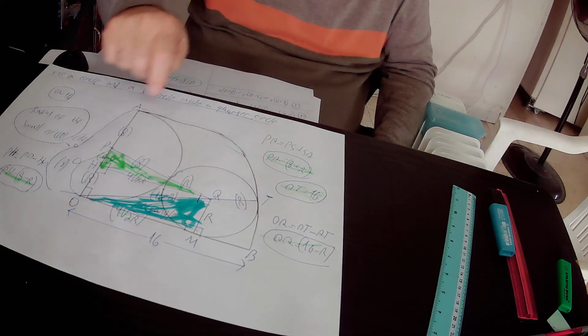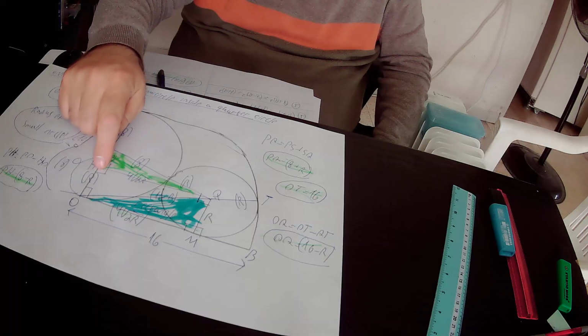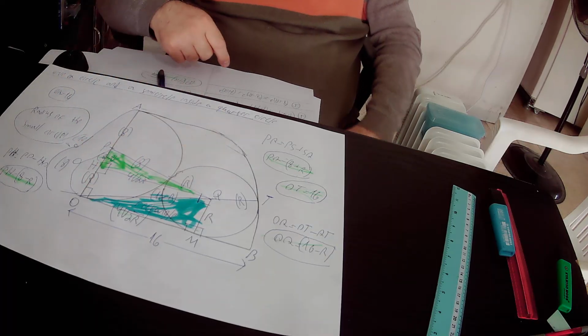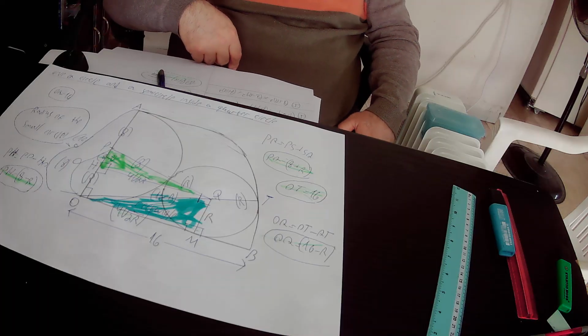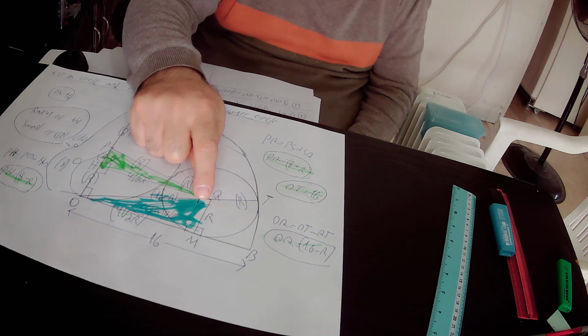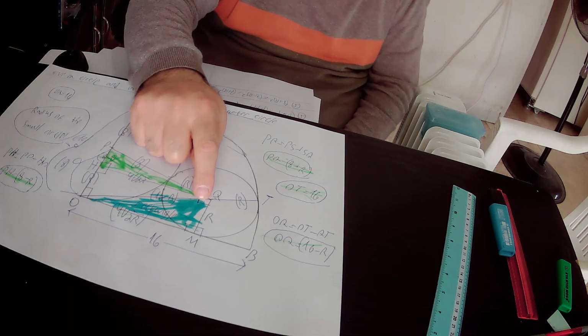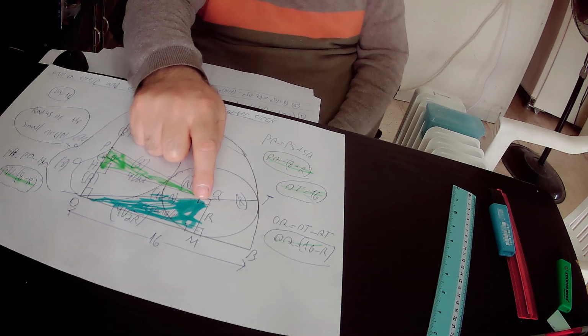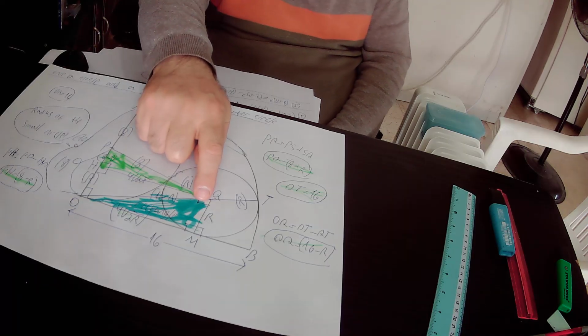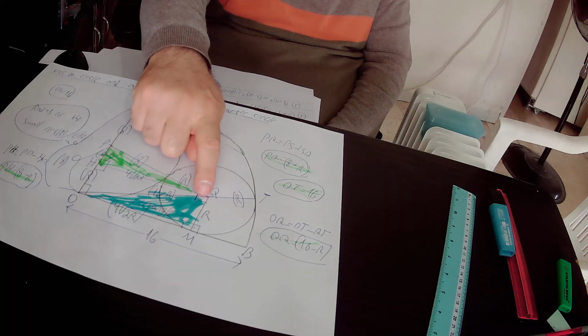Inside this quadrilateral HQMO, we have 1, 2, 3 right angles. The sum of the right angles is 270 degrees, so 270 degrees plus the size of this fourth missing angle in total must be equal to 360 degrees, because the sum of the angles in any quadrilateral is equal to 360 degrees. Therefore, this fourth missing angle must be equal to 90 degrees in size.